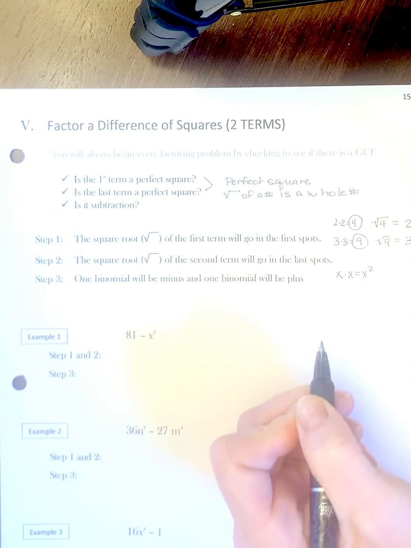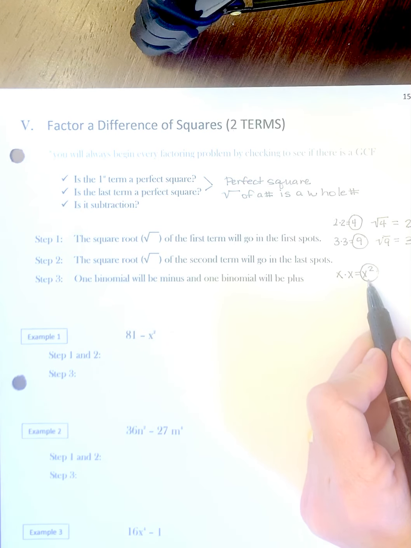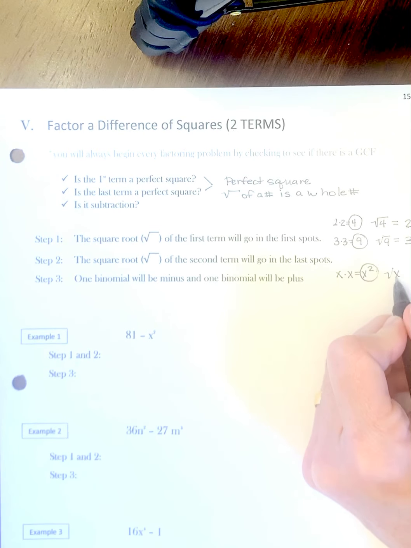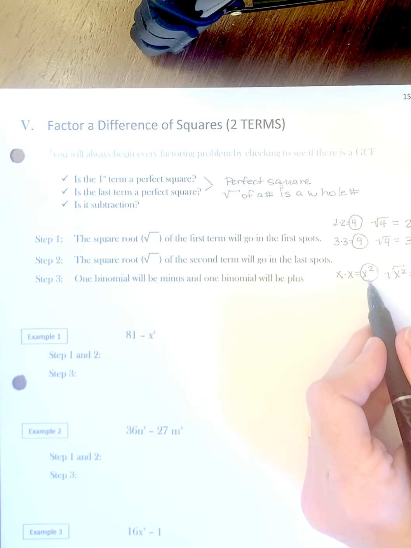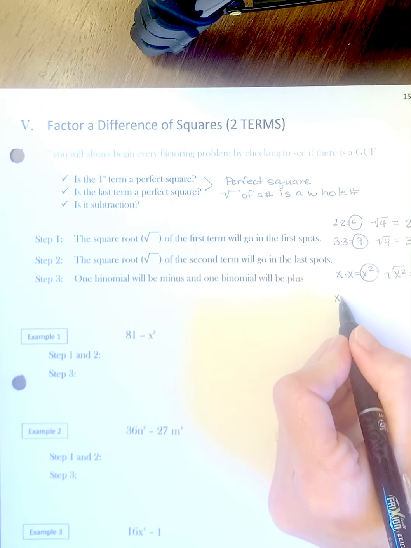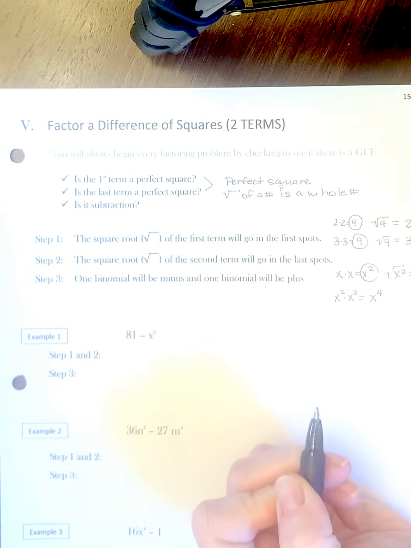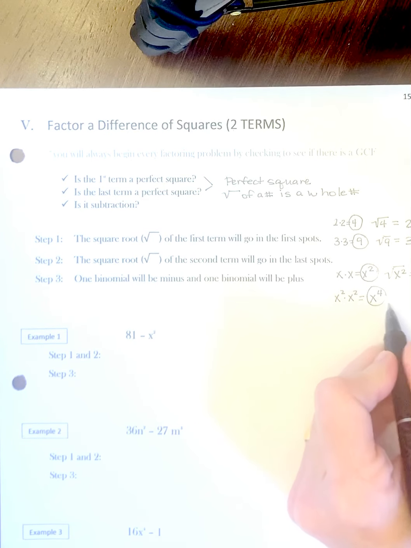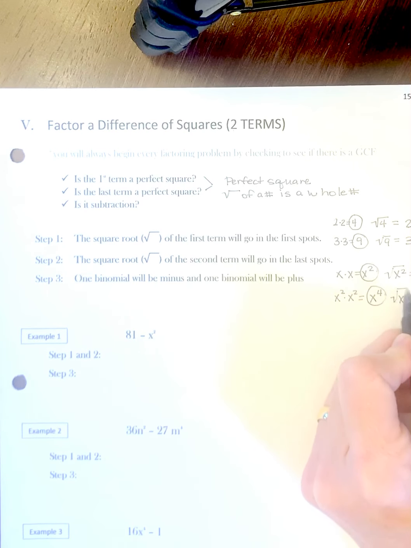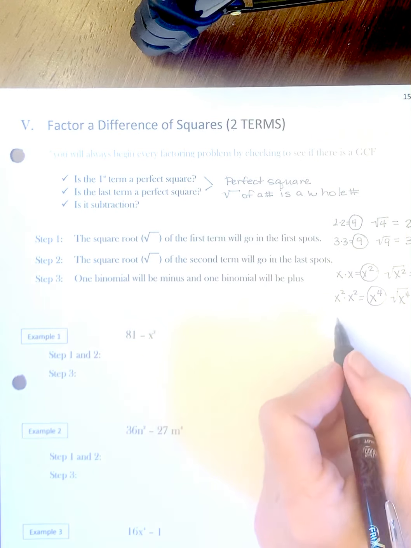X times x is x squared, right? All right, so let's look at x squared. Is x squared a perfect square? Well, when you take the square root of x squared, you get x. So yes, x squared is a perfect square. All right, just to make this a little bigger, x squared times x squared is x to the 4th. Is x to the 4th a perfect square? Well, the square root of x to the 4th is x squared. So yes, it's a perfect square.